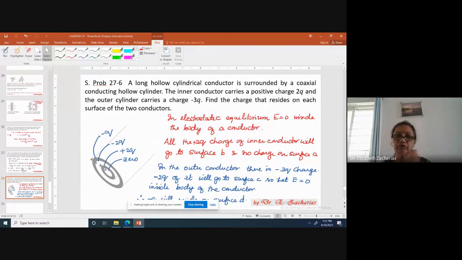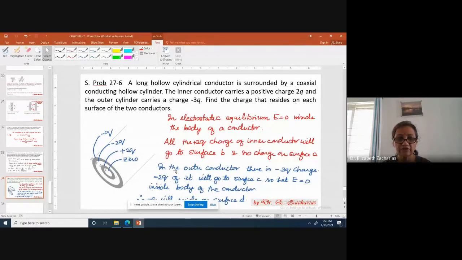A long hollow cylindrical conductor is surrounded by a coaxial conducting hollow cylinder. So two cylinders are there. There are four surfaces A, B, C, D. Inner conductor has +2Q charge. Outer cylinder has -3Q charge. Find the charge that resides on the surfaces of the two conductors.